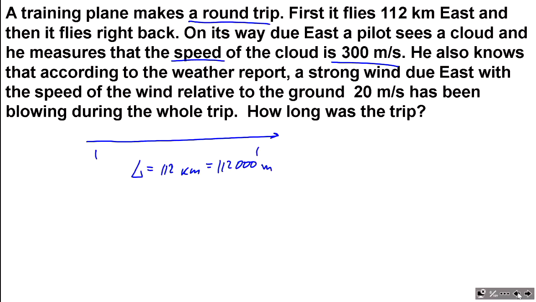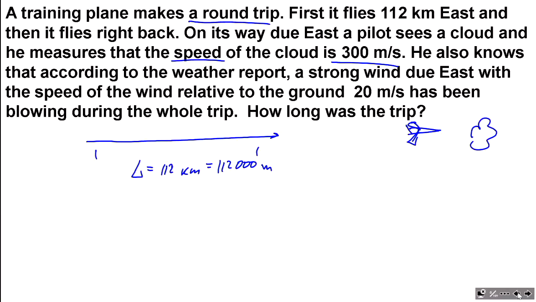That means the speed of the pilot relative to the cloud will be equal to the same number. But if we talk about velocity, in general, if we have any two objects, a plane and a cloud.